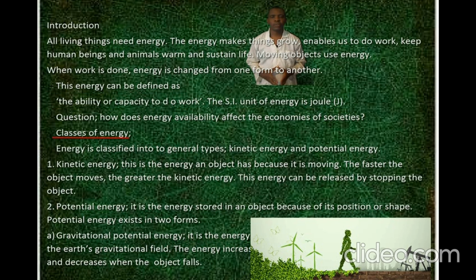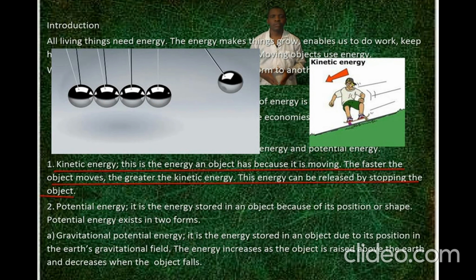Classes of energy. Energy is classified into two general types: kinetic energy and potential energy. Kinetic energy. This is the energy an object has because it is moving. The faster the object moves, the greater the kinetic energy. This energy can be released by stopping the object.